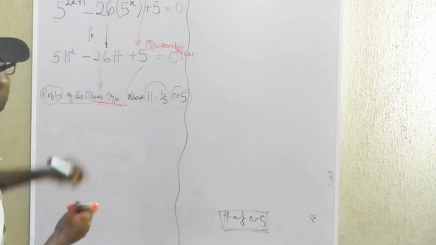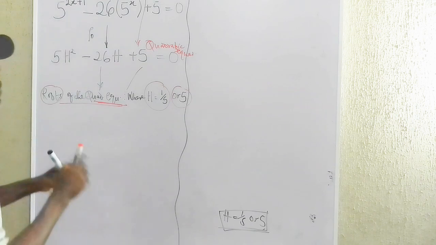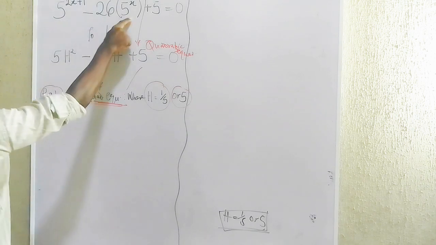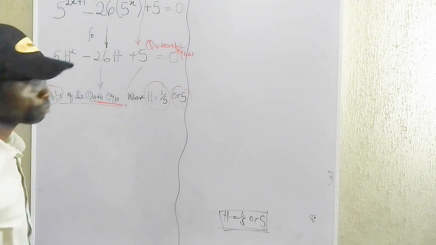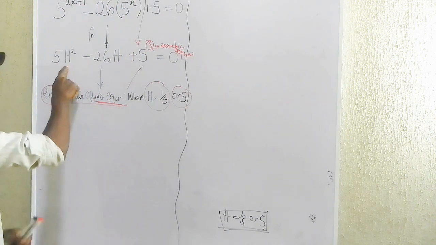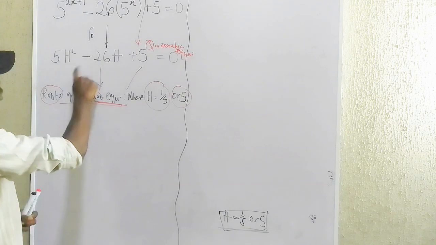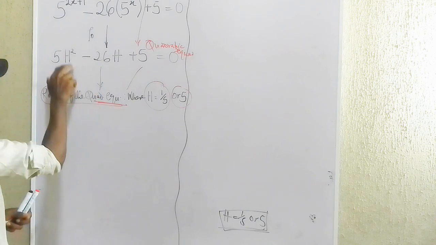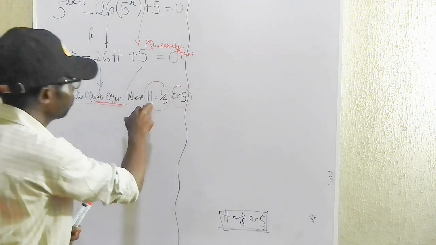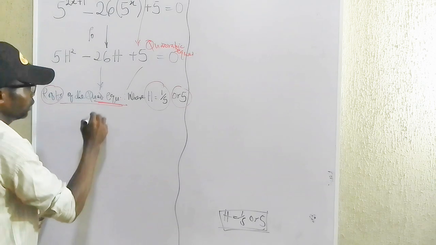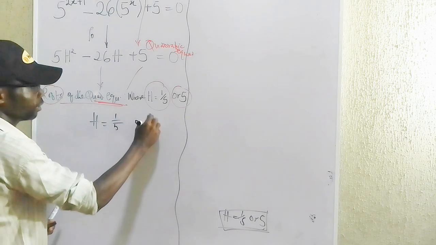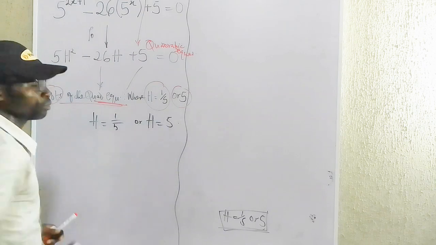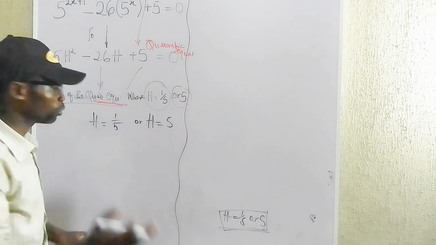What we did in converting this place to this is to make here look like here, so that we can substitute this with an alphabet. We chose the letter H, so eventually we substituted this with H. When we solved this quadratic equation, we arrived at H equals 1 over 5, or H equals 5.